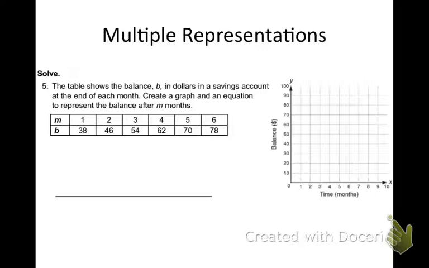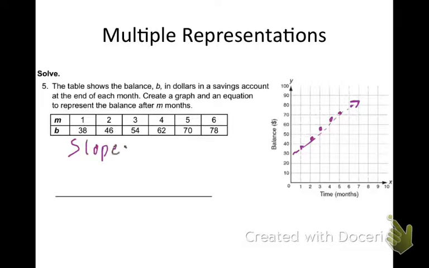I'm going to start writing the points up here. So you get 1 and 38, 2 and 46, 3 and 54, 4 and 62, 5 and 70, and 6 and 78. So my graph is going up, means my slope should be positive. What does my slope come out to be, Maddie? Y equals 8x plus 62. So my slope is 8.